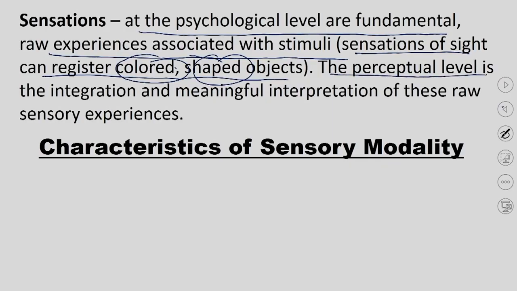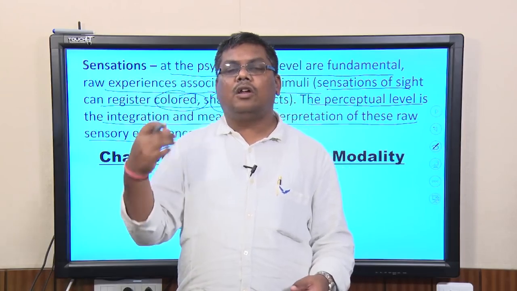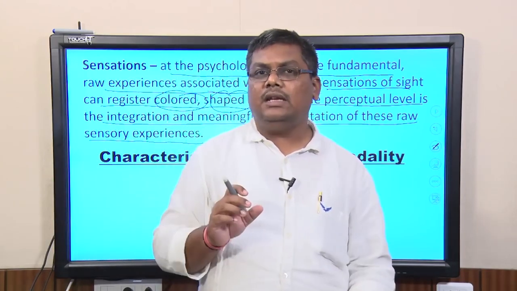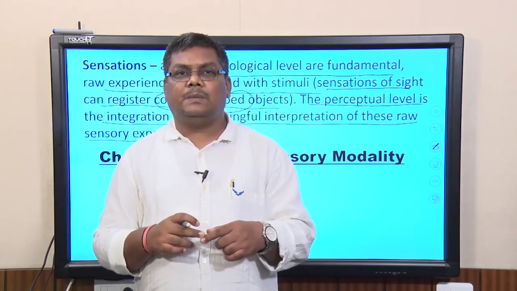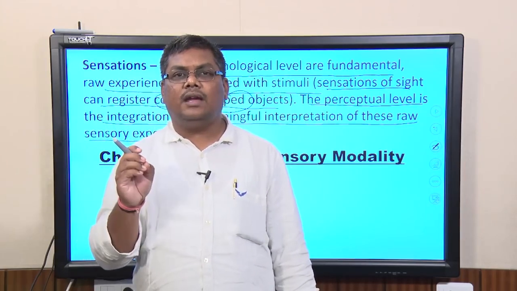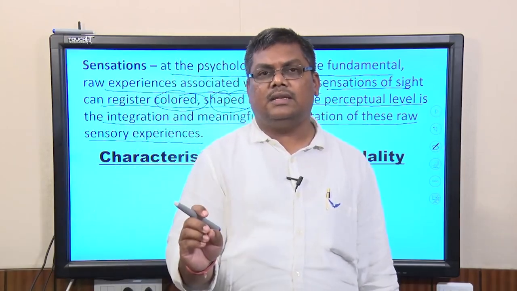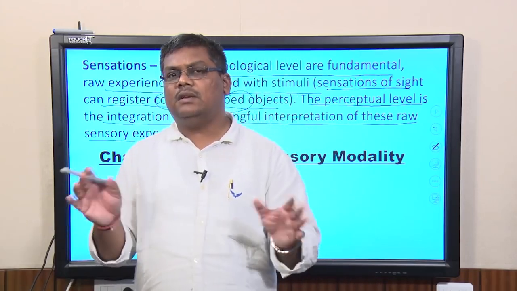Now, the perceptual level is the integration and meaningful interpretation of these raw sensory experiences. External stimuli, when they imprint on our sensory systems, are compiled in a form so that the brain is able to read it and make meaning out of it. Making meaning out of raw experiences is what is called perception. The process through which stimuli from the external environment are encoded into our sensory systems or our mind is sensation. So, that is the difference between sensation and perception.